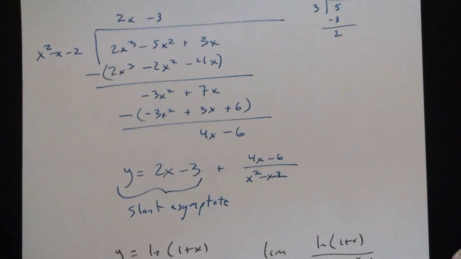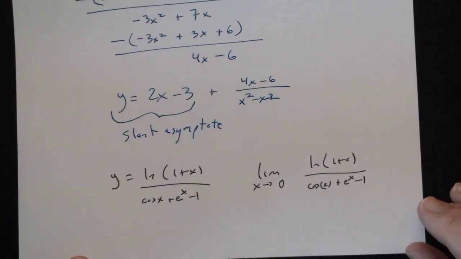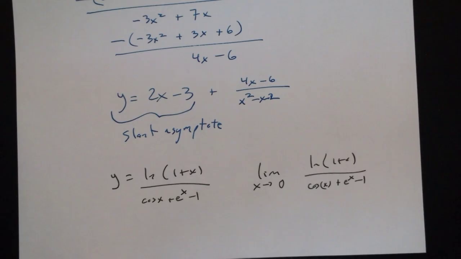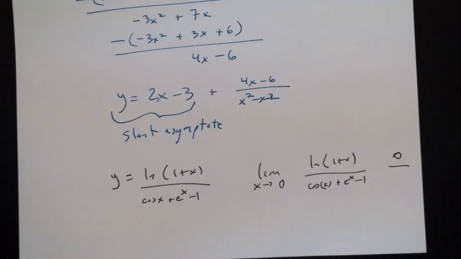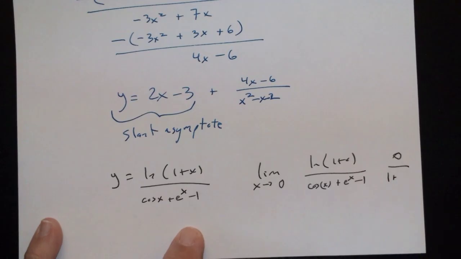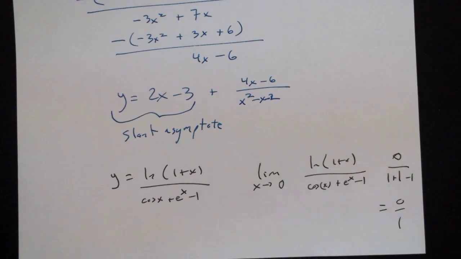I think I got robbed. Really? Do I have a sign error here? What's ln of 1? What's cosine of 0? What's e to the 0? This problem didn't need L'Hopital's rule at all. I'm done. I got robbed. It's just 0. It's not an indeterminate form. Damn it.